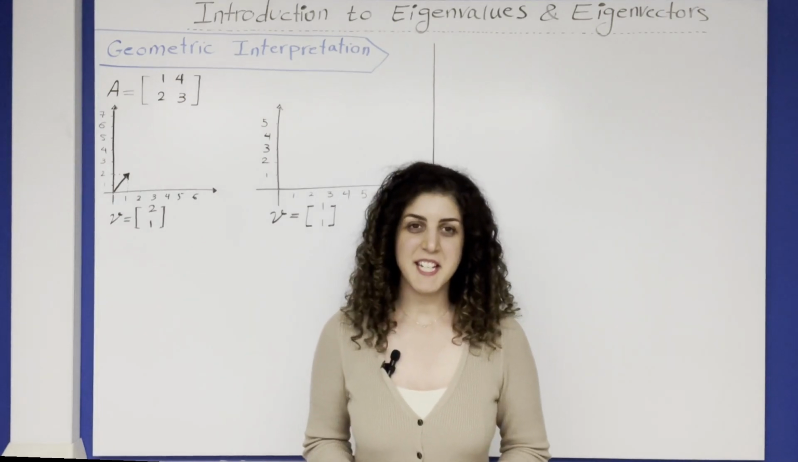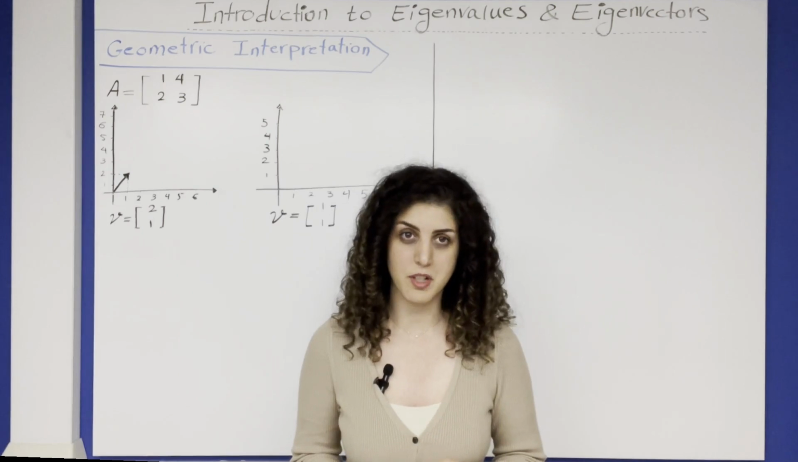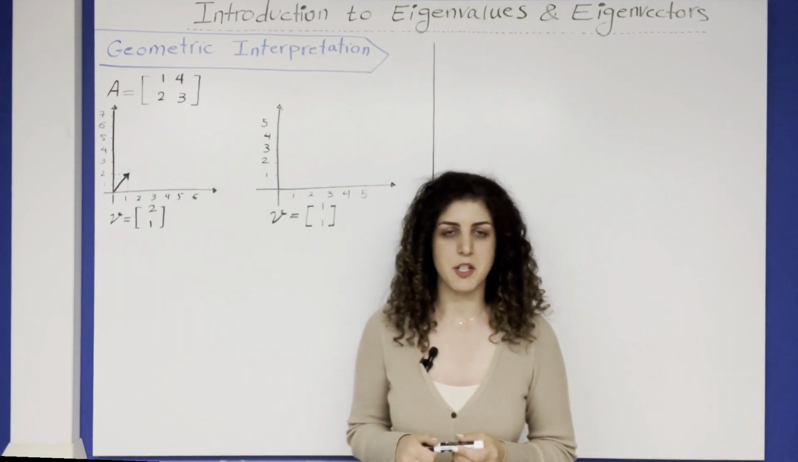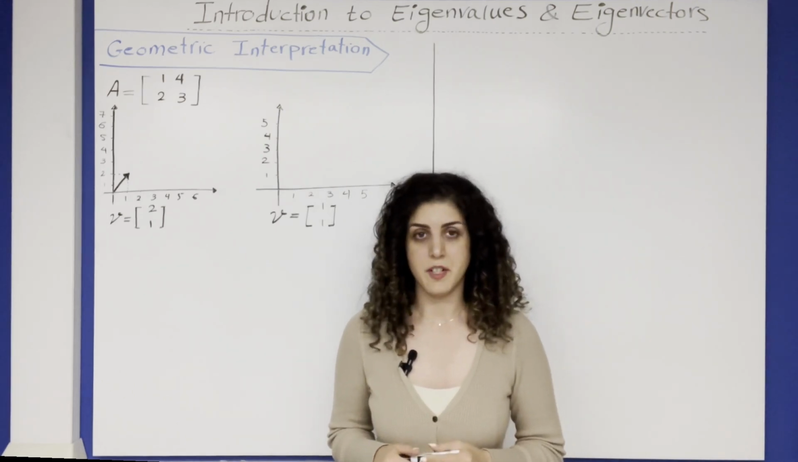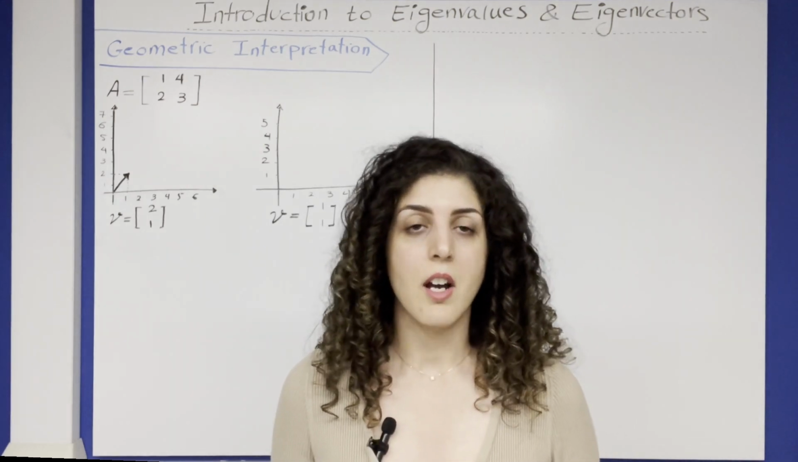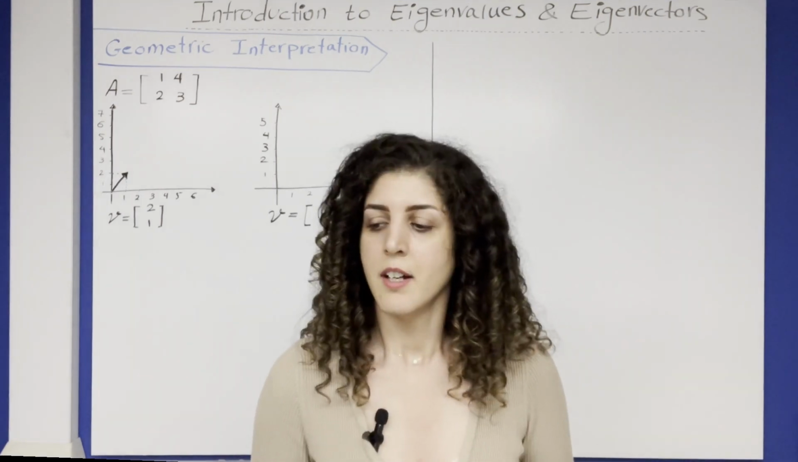Hello everyone. In this video, I'm gonna give an introduction to eigenvalues and eigenvectors of a square matrix. First, we're gonna start off with the geometric interpretation of eigenvalues and eigenvectors. Then we will see the official definition. After that, we will try to figure out how to find eigenvalues and eigenvectors of a general n by n matrix. All right.